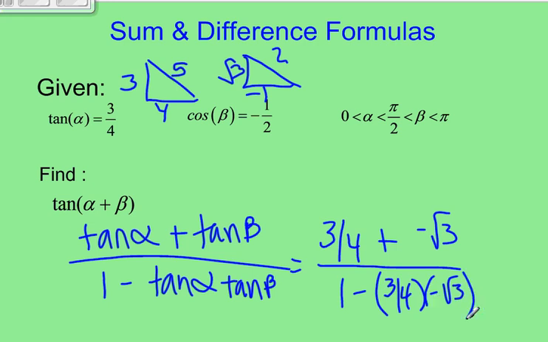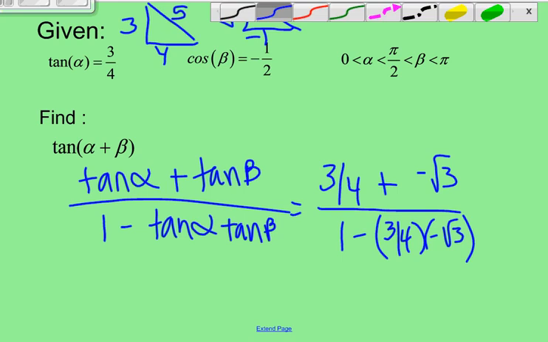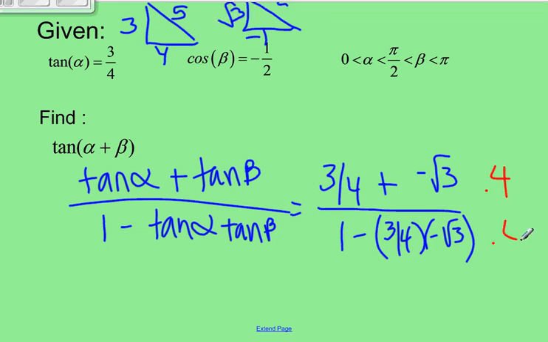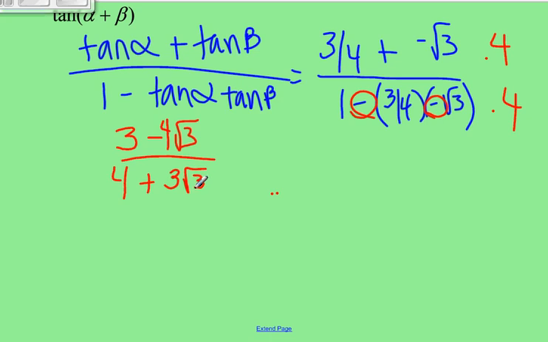Now to get rid of this, because there's only one fraction, all we have to do is multiply the top and the bottom by 4. So we're going to get 3 minus 4 root 3 over 4. We got a minus and a minus, so plus 3 root 3. Okay.